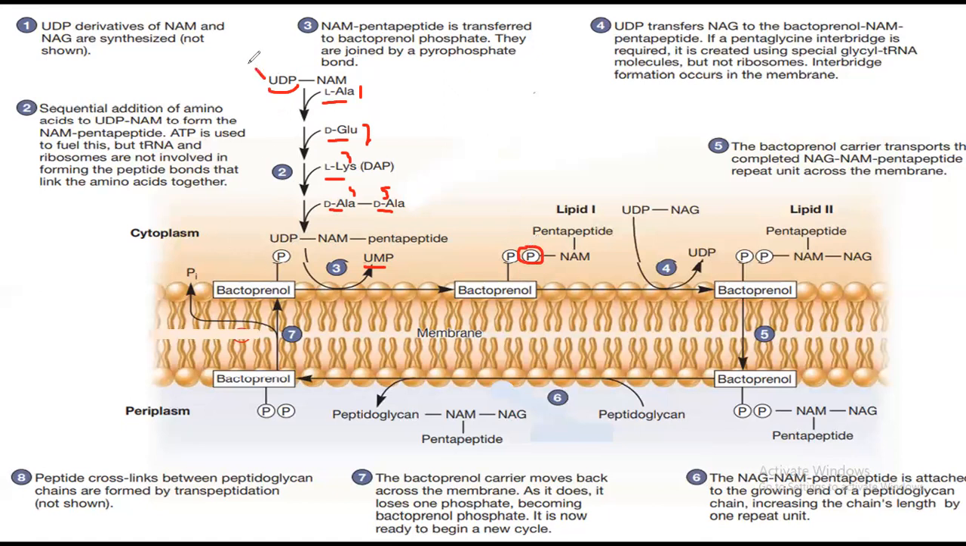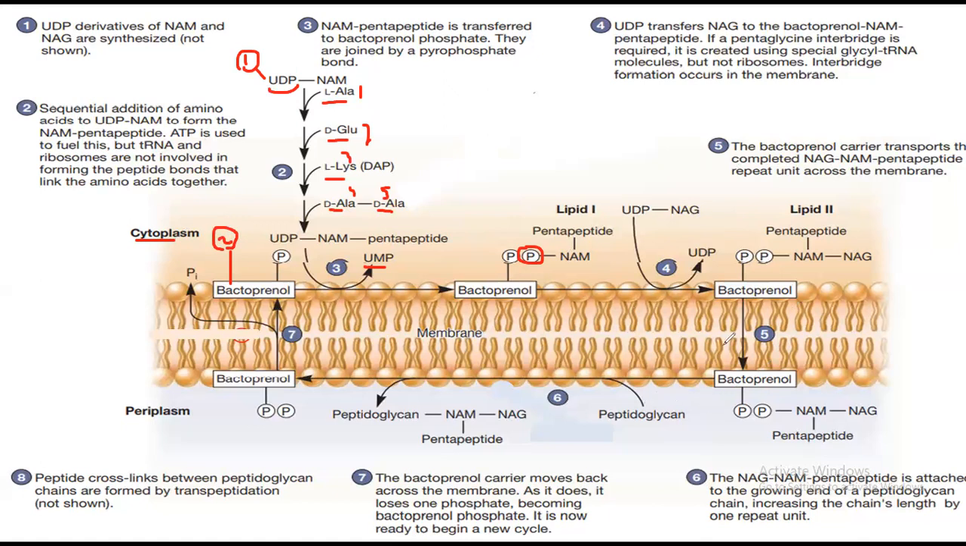The first carrier was the uridine diphosphate, and this is the second carrier that is known as bactoprenol. Okay, it is also a carrier. And what does this carrier do? This carrier helps the NAM and the pentapeptide to move across the plasma membrane. Keep this in mind, because it has to move from the cytoplasm across the plasma membrane.